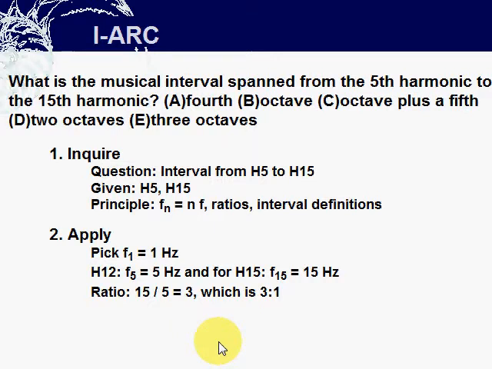Now, I don't have 3 to 1 memorized as such because I remember 1 to 1 is unison, that's do to do. Do to re is 9 to 8, that's my second. Do to mi is my third, the interval of a third, which is 5 to 4. If I go from do to fa, that's the fourth, that's 4 to 3. Do to sol is the fifth, 3 to 2. And do to la is 5 to 3.